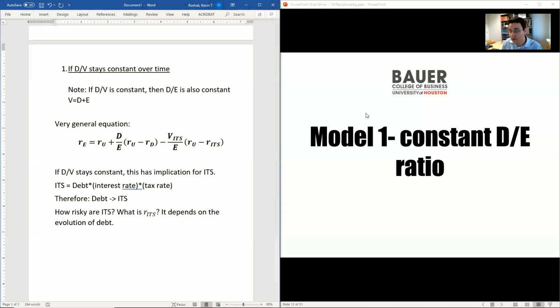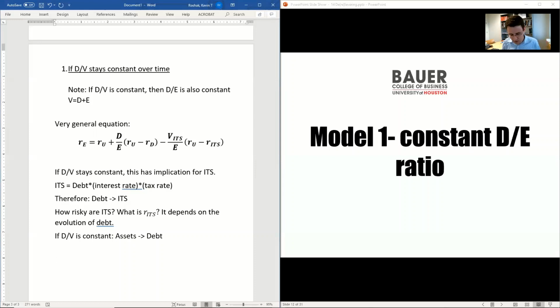Well, in our first model, model one, if we have debt to value constant, what does that mean? And this is the key insight. This is going to be the fundamental driver of the tax shields. If the debt to value is constant, then what's driving the debt? The assets. The value of the assets is what drives the value of the debt, right? If the total value of the company goes up, then in order to keep debt to value constant, you need the total amount of debt to go up.